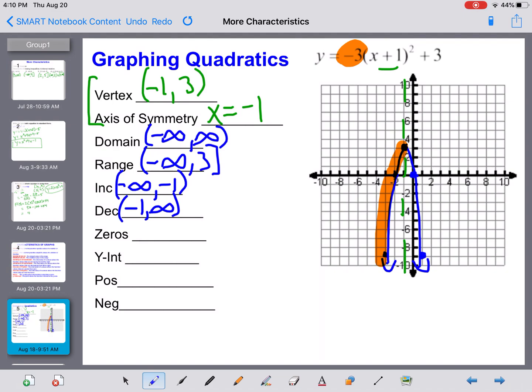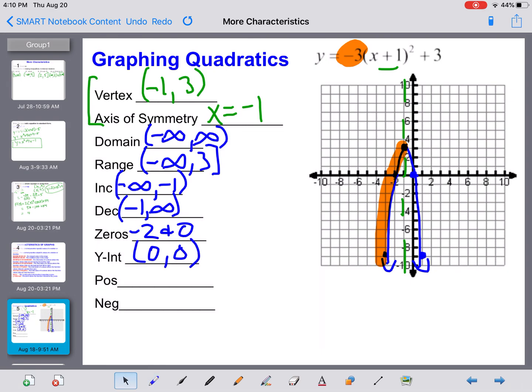For your zeros, we want to find what values do we cross the x-axis. We cross at -2 and 0. If you didn't have it on your graph, you can always solve by plugging 0 in for y. Our y-intercept we also found was (0, 0).